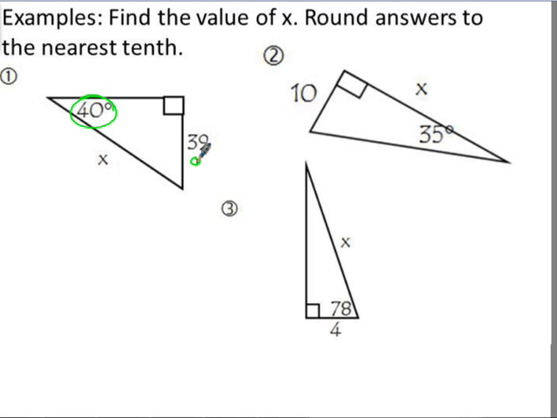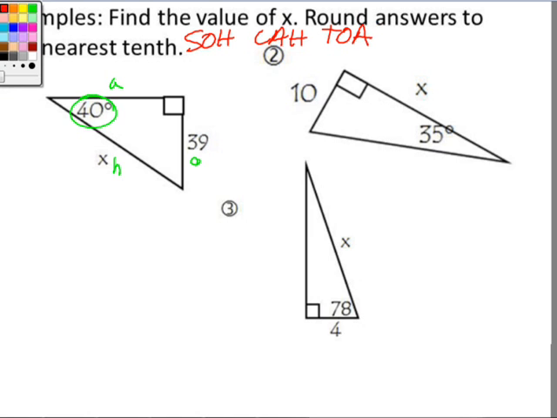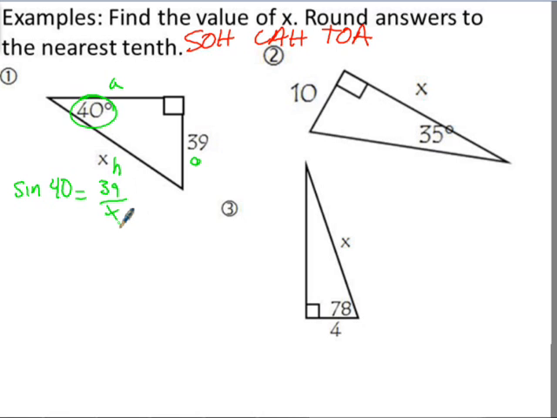I have the opposite, the hypotenuse, and the adjacent. So I know that I'm going to use sine. So I have the sine of 40 equals 39 over x. Okay? When the variable is on the top, we multiply. When the variable is on the bottom, we divide. That's the only difference. X equals 39 over the sine of 40.